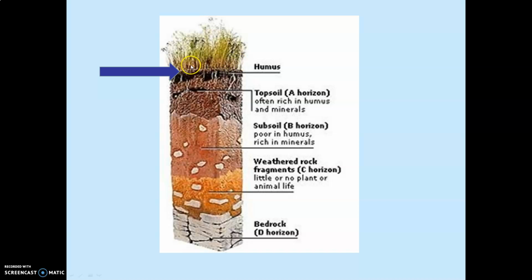So on our diagram, the O horizon is up here. This area up here is what we're talking about. This is where you're going to have all of that stuff decomposing, and it's going to be a mixture of the decomposing material along with the stuff that is already decomposed. And it is that combination that is called humus.